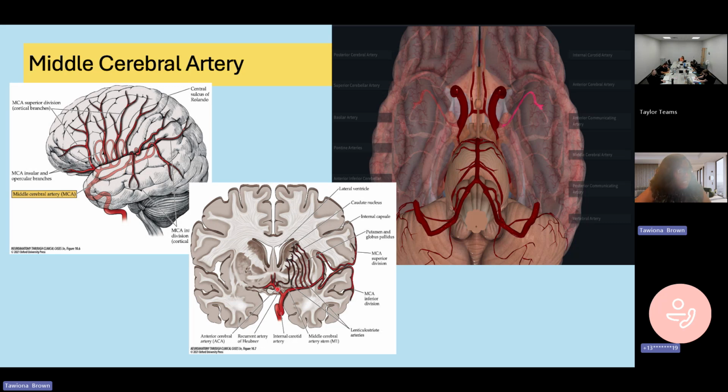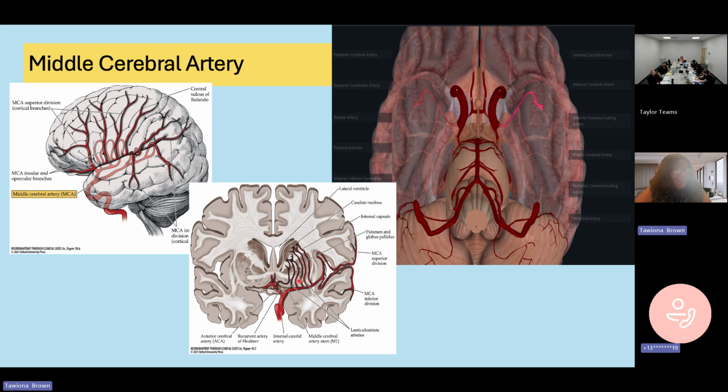Internally, what you see with that internal branch is you see these small little branches or arteries. These are called lenticulostriate arteries. And lenticulostriate arteries are basically just small branches of the MCA. And this is what's going to supply those nice little internal subcortical structures within your brain.